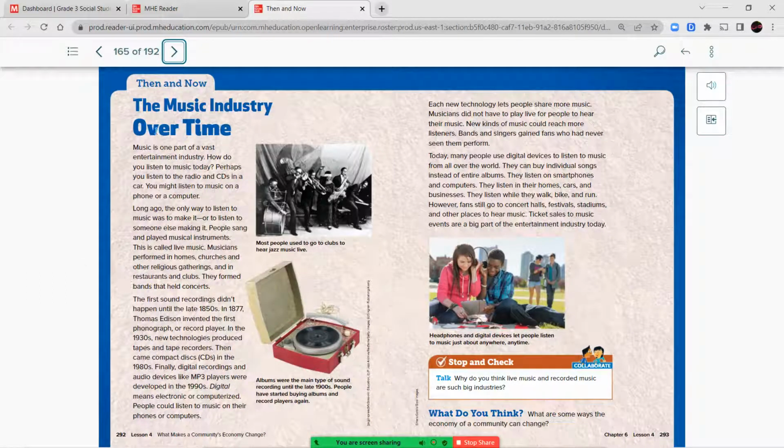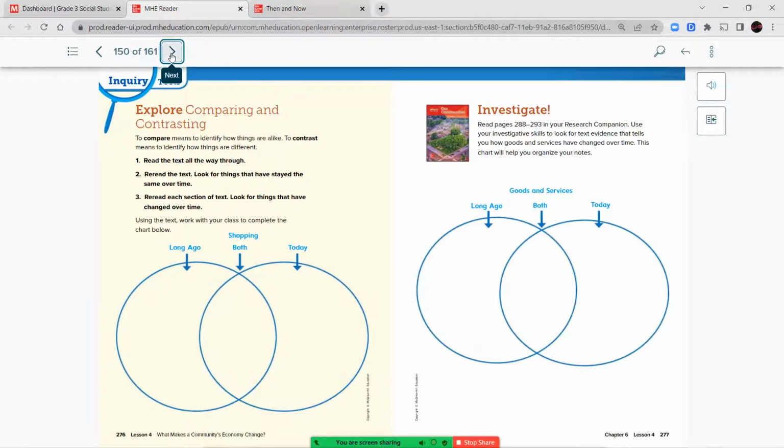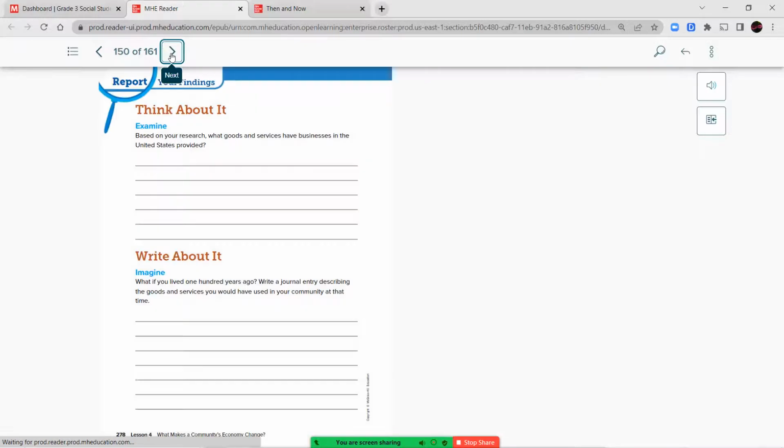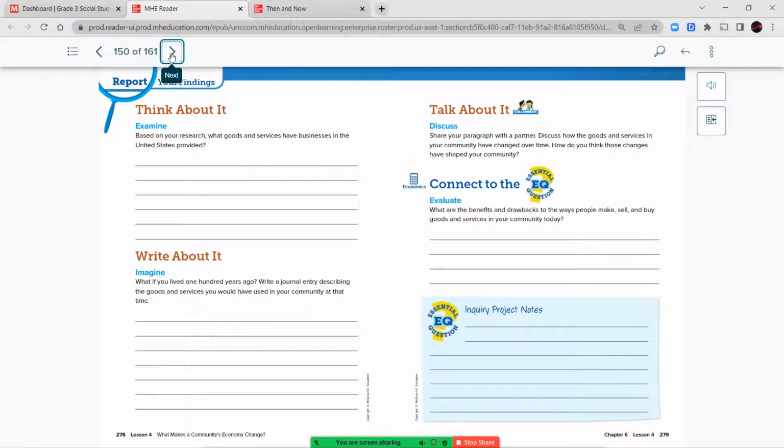Okay, so this is the end of our reading, and this is not necessarily related to our graphic organizer, so you are able to skip those 2 pages. Next, I want you to go into your write about it sections. The first one says, think about it, examine. Based on your research, what goods and services have businesses in the United States provided? So write down, using complete sentences, some of the goods and services that you have here in the United States. Under where it says imagine, what if you lived 100 years ago?